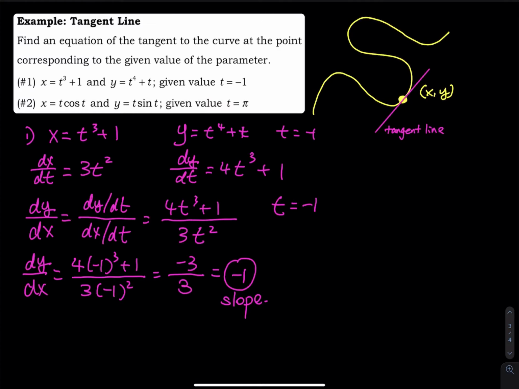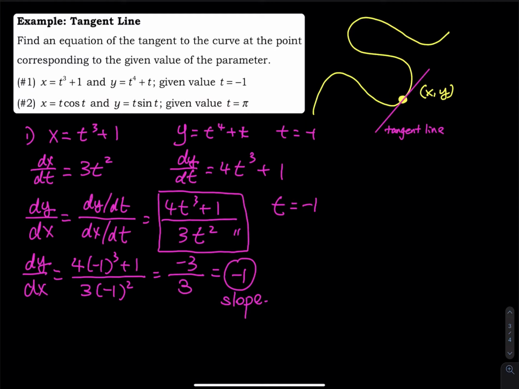What about the 4t to the third plus 1 divided by 3t squared before you plug in the t? Before you plug in, t is just a parameter, so this one is the slope. The slope of what? The slope of the parametric curve at any point x comma y. So we have a curve, right? Look at the yellow curve. We have a curve, and there are many points.